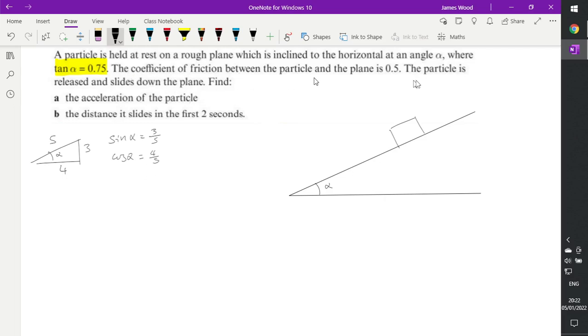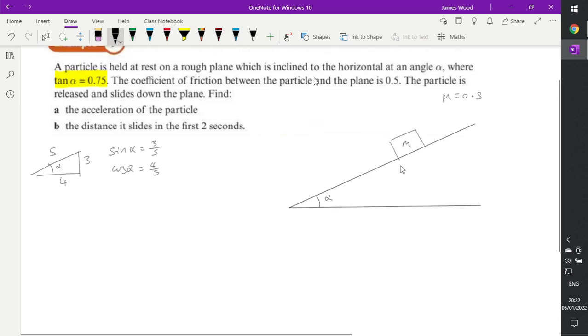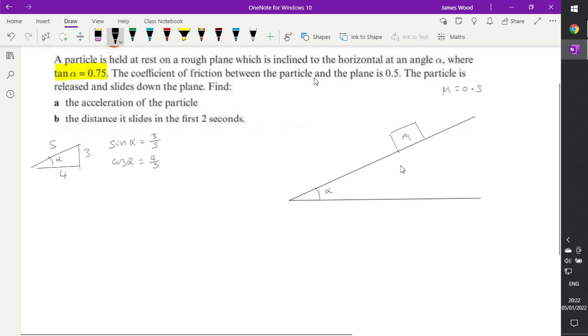The coefficient is 0.5, so mu is 0.5. Now, we've got to work out everything else, basically. It doesn't tell us the mass, but you might remember that when we did slopes before, it didn't actually matter what the mass was in particular. So we can put the weight on. So we've got mg.